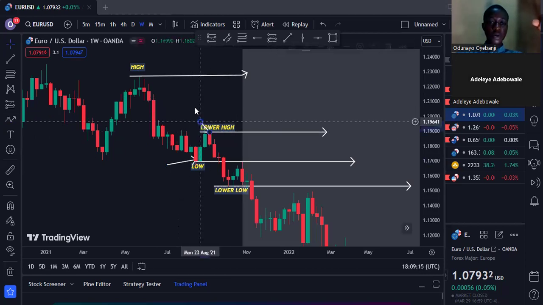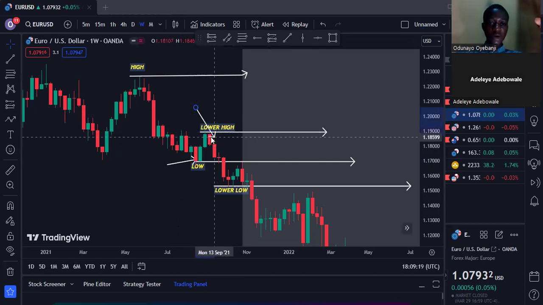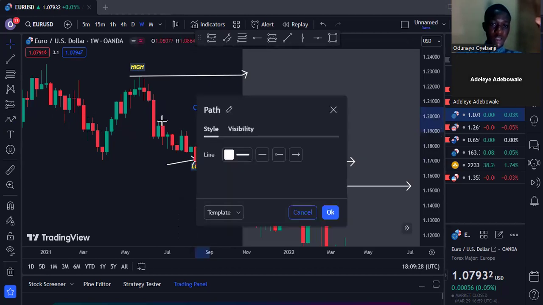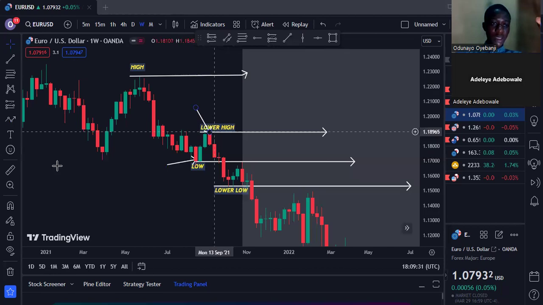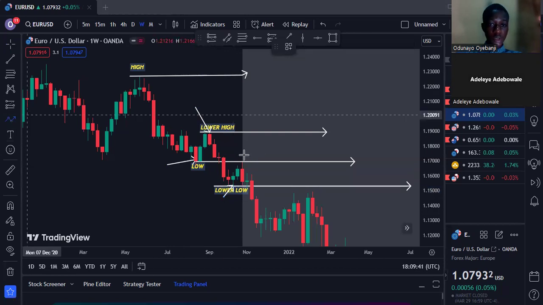This point. Let me take the arrow. What else can I call it? Resistance. Good. This is a resistance. Are you with me? This point also is called what? Support. Now let me calm down.